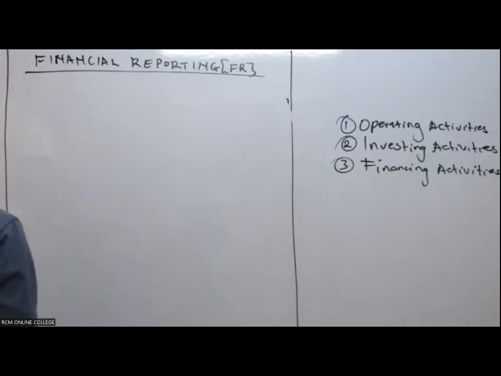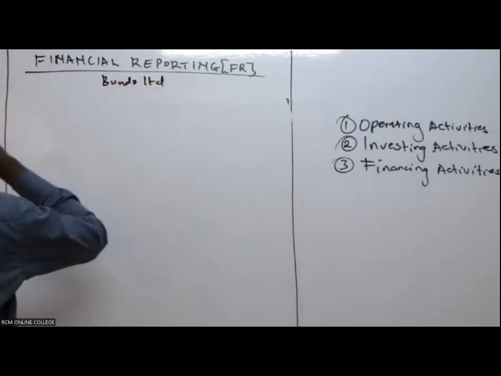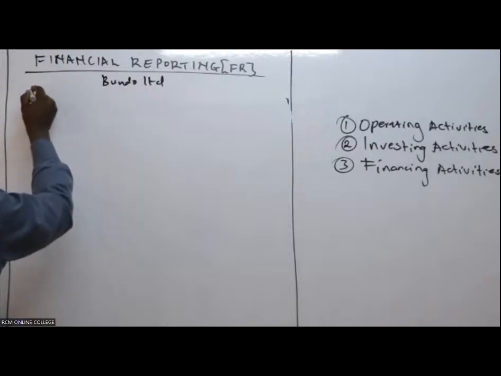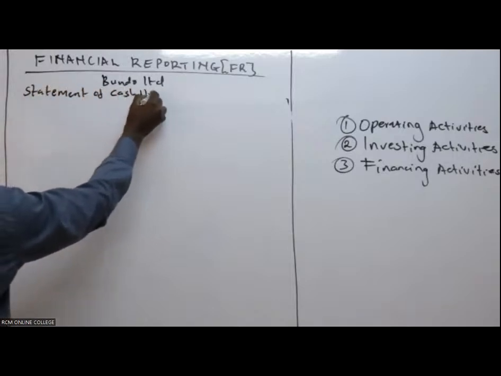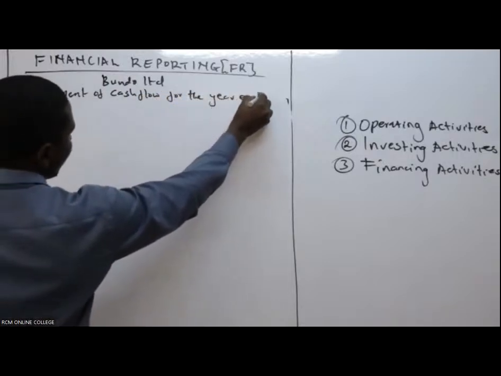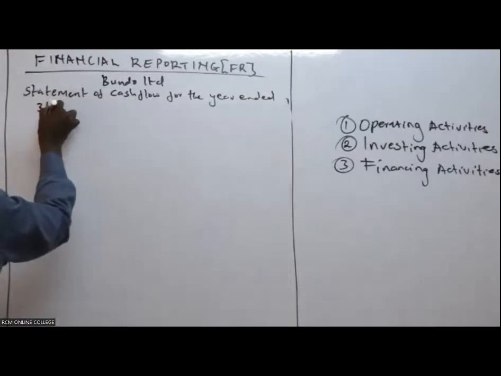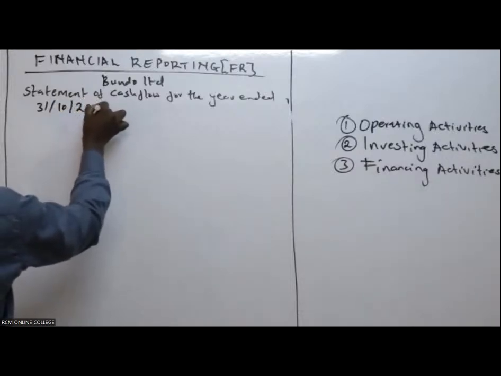What is this company called, Bondu or Bandu? What is its name exactly? Bundo Limited. Bundo Limited. It is always good to show the examiner that you know the company that you are dealing with. Statement of cash flow for the year ended 31st October 2023.